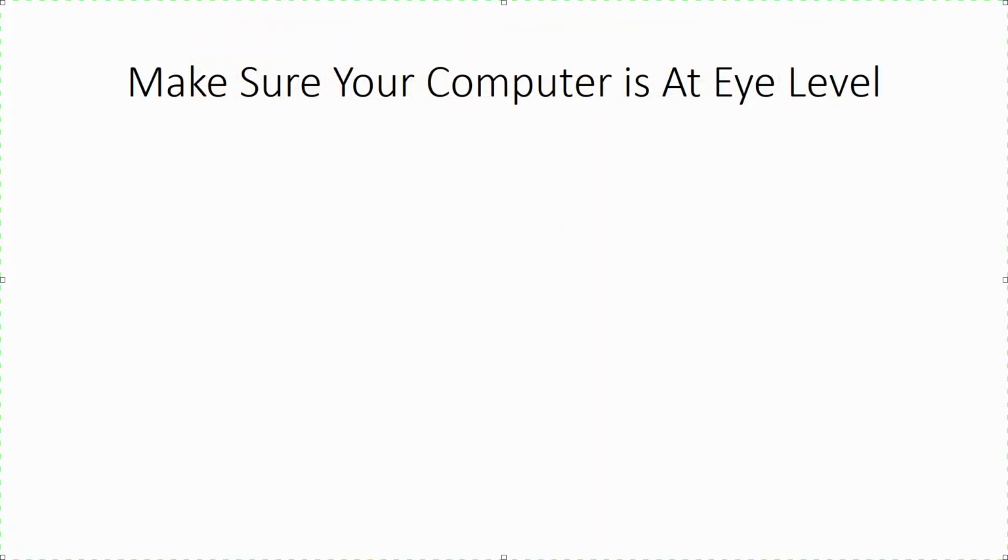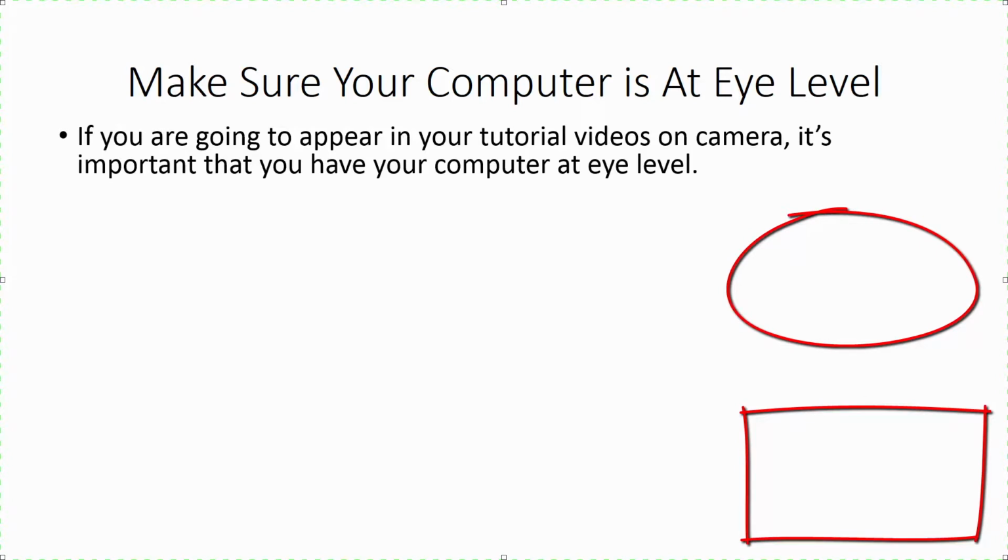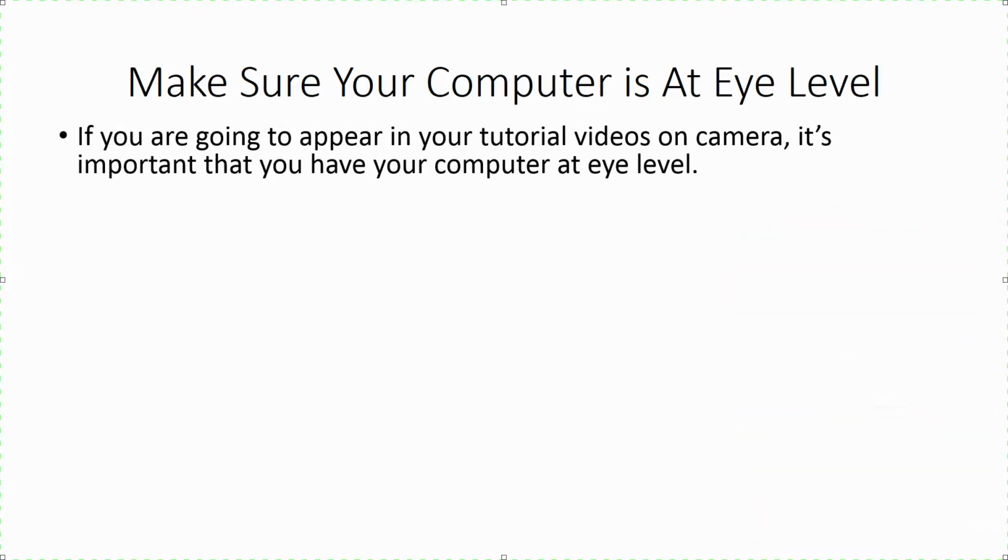Now, in this best practices video, we're going to be talking about making sure that your recording computer is going to be at eye level. If you're going to appear in your tutorial videos on camera, whether fully as the subject of the video or in the corners, as we've talked about, you need to make sure that your computer is at eye level. Mainly, you want your camera to be at eye level, because whenever you are talking to your audience, you should be looking directly into the eye of the camera, because that gives the effect that you are actually talking to them.